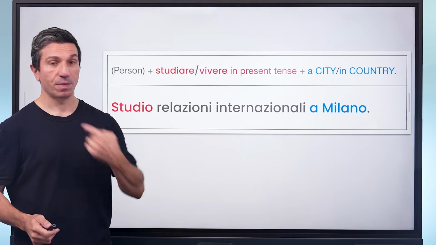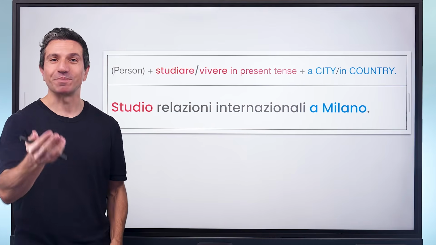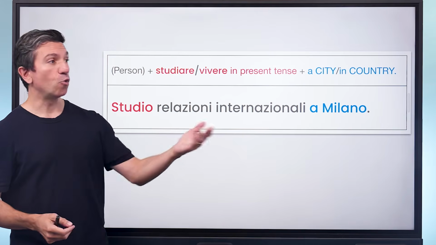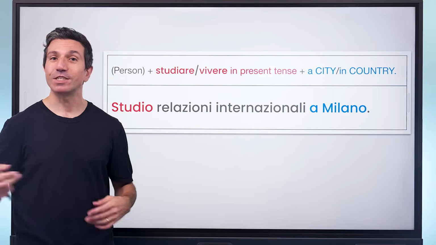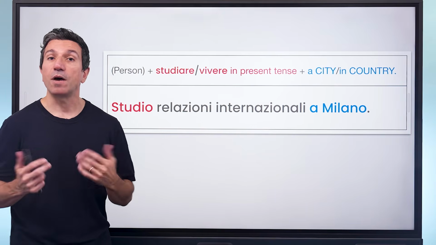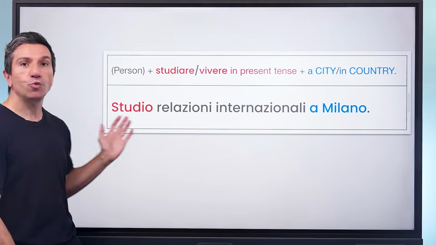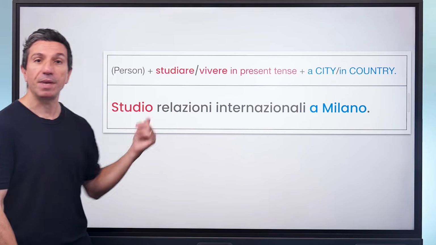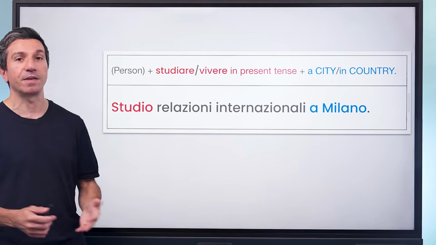The verb ending changes depending on the subject. For example, io studio, I study. Tu studi, you study. Lui, lei, studia. He, she studies. Here's how the line from the dialogue uses the pattern. Studio relazioni internazionali a Milano. I study international relations in Milan.